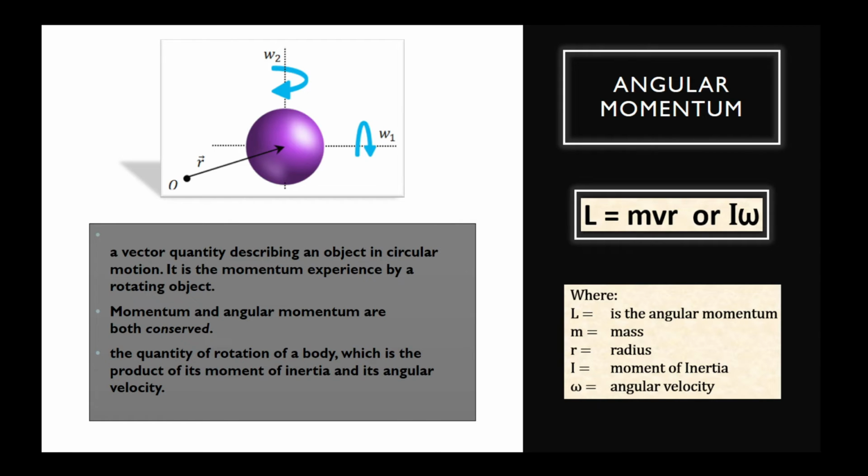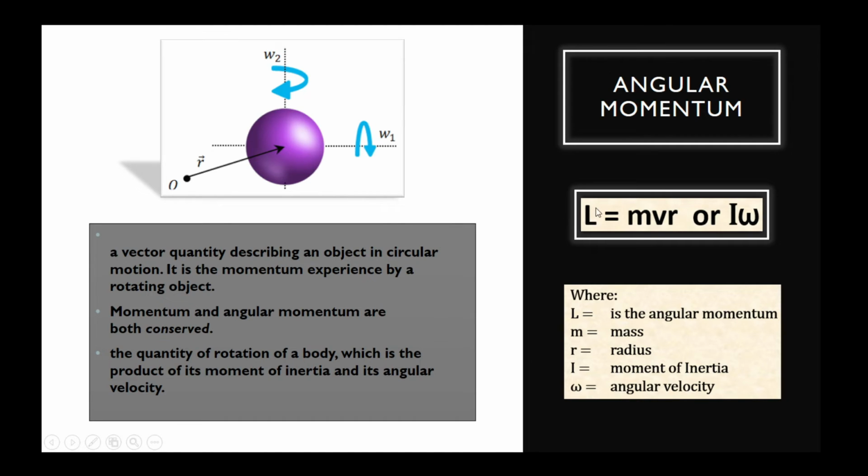Now we have the angular momentum. Angular momentum refers to the vector quantity describing an object in circular motion. It is the momentum experienced by a rotating object. It is the quantity of rotation of a body, which is the product of its moment of inertia and its angular velocity. Momentum and angular momentum are both conserved. In physics, the term conservation refers to something which doesn't change. It just circles around its axis.